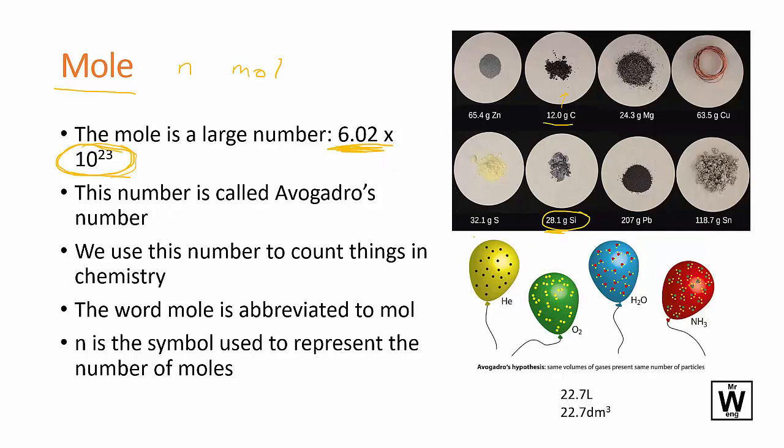And for gases, we'll cover that a little bit later. As long as you've got 22.7 litres, you've got 1 mole of the gas, no matter how heavy or light that particular gas is.